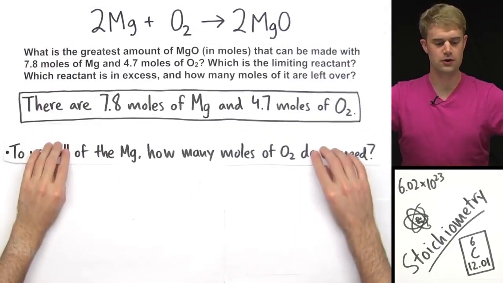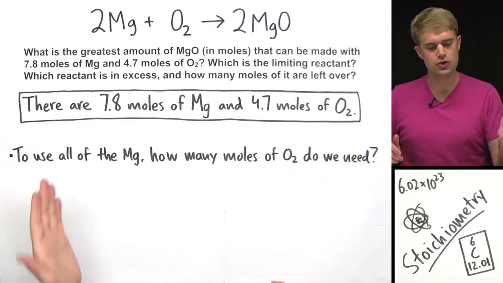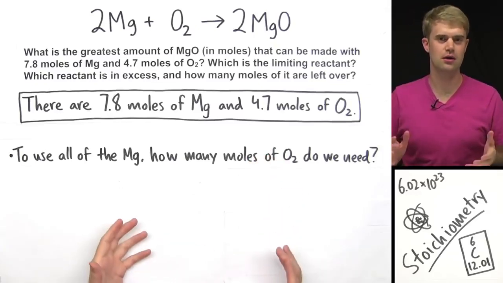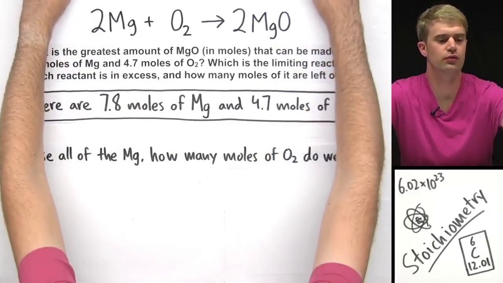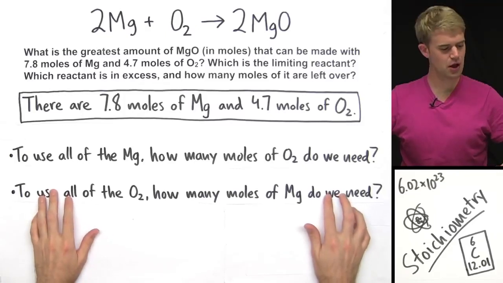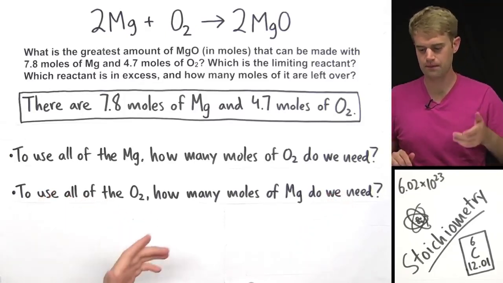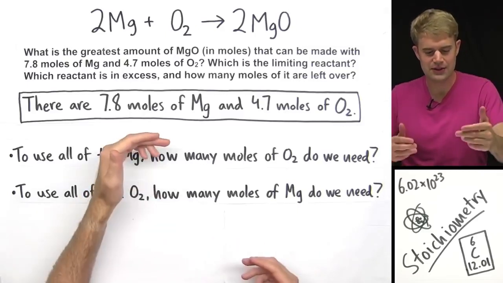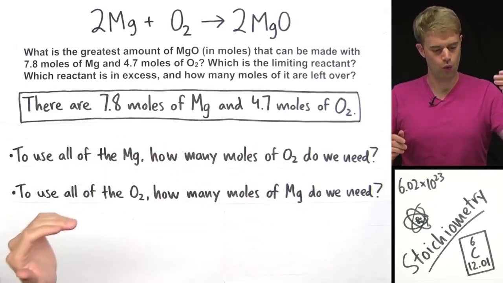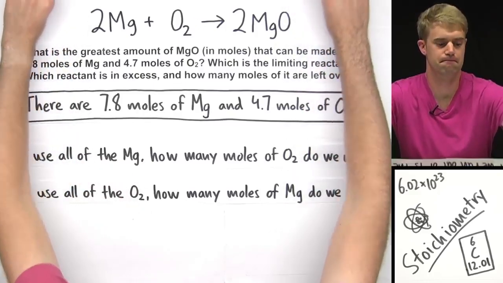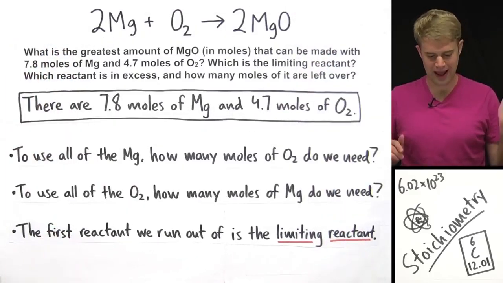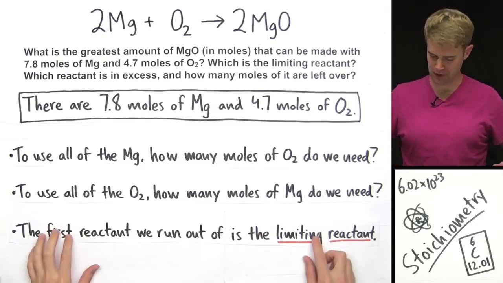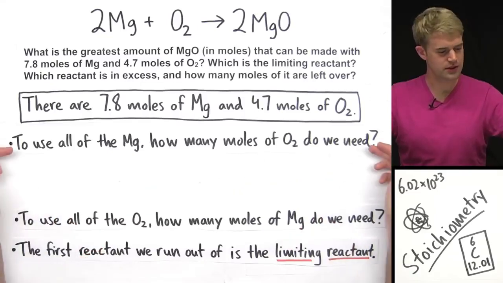First, we're going to ask, to use all of the magnesium, how many moles of oxygen do we need? Then we'll flip it around and ask, to use all of the oxygen, how many moles of magnesium do we need? We'll look at the answers from these two questions and figure out which of these runs out first. And the first reactant that we run out of, that is the limiting reactant. Okay, so let's go ahead and start with this question.